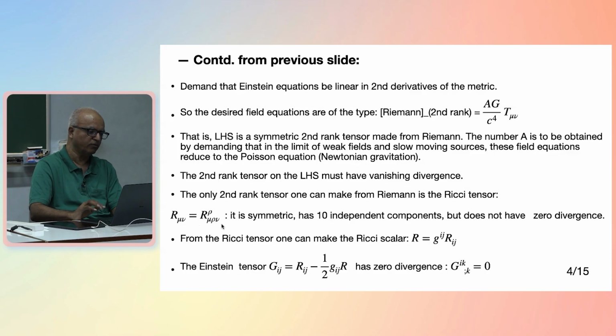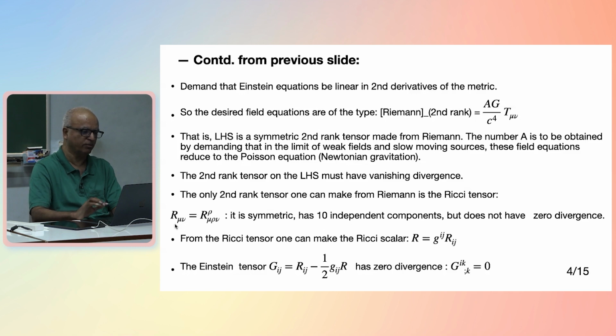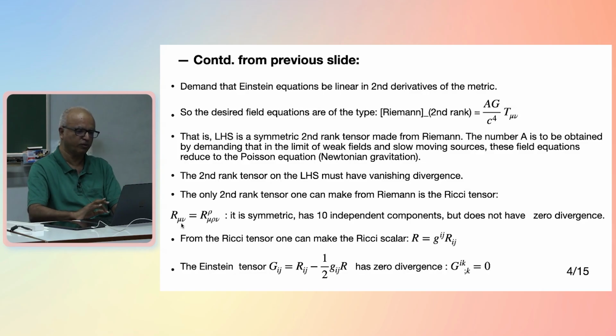And if you contract the first and the second index, you will get 0 because it is antisymmetric in the first pair. So you can convince yourself that there is only one way to get a second rank tensor by just contracting the Riemann tensor. This is the Ricci tensor. It is symmetric. You can check that. And it hence has 10 independent components. Riemann has 20, Ricci has 10. So clearly the Ricci tensor is not carrying all the information of Riemann. The rest is carried by the Weyl tensor. We will come to that in a moment.